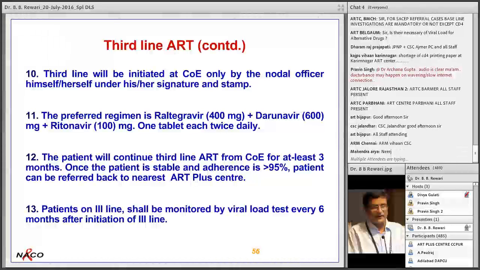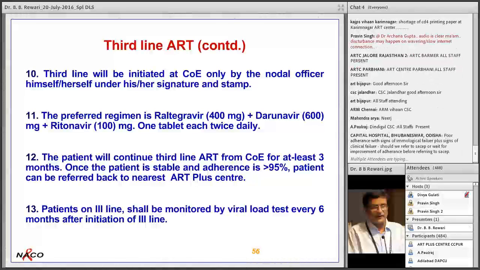Shortage of CD4 printing paper. Again, it is not relevant, Karimnagar. Please ask it later. If you have any questions on SACEP, ask those questions first.